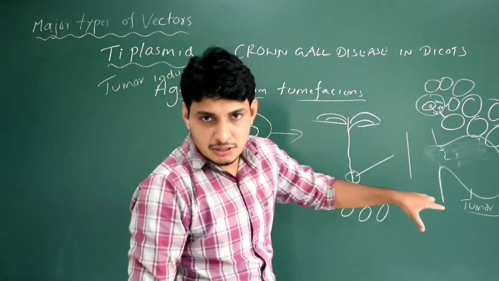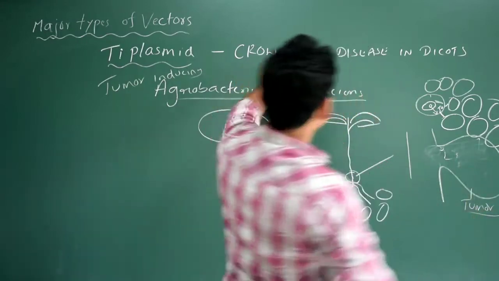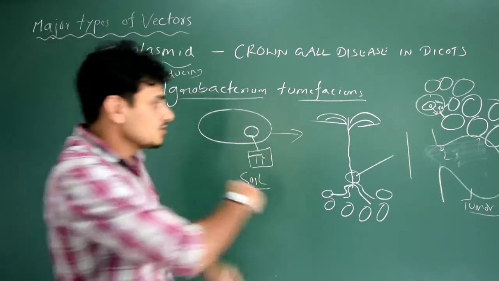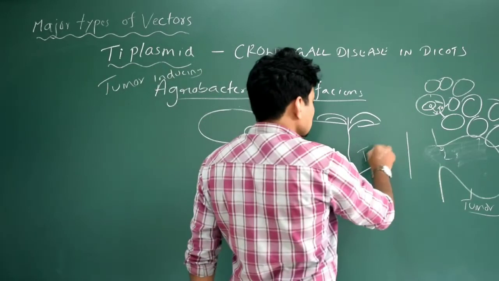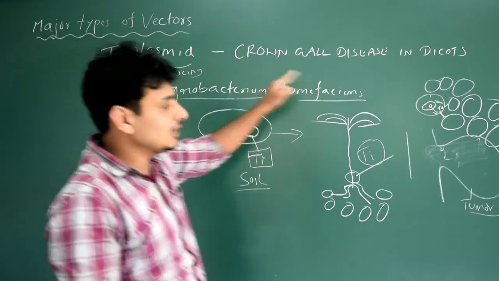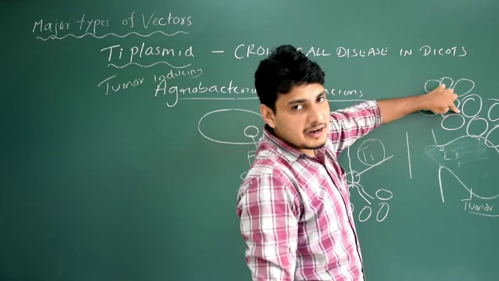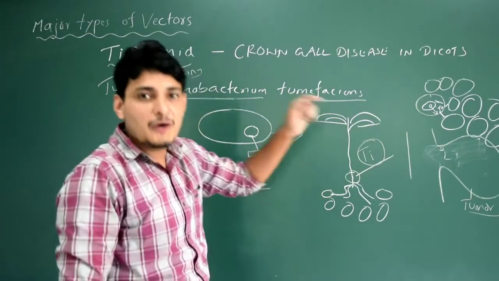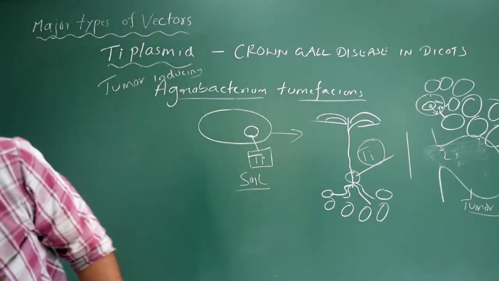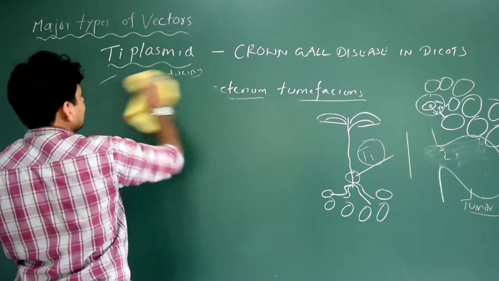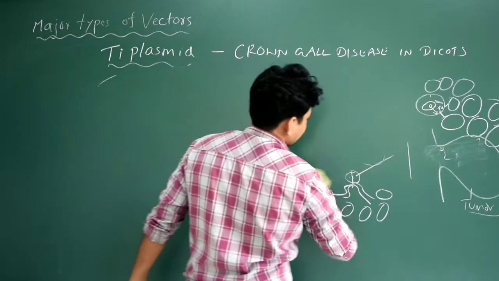So this is natural, and this disease is called crown gall disease in dicot plants. Got it? Crown gall disease. Scientists know that because of the presence of the Ti plasmid in this particular Agrobacterium tumefaciens, it induces uncontrolled mitotic cell division in the callus cells. Now, using the same technology, we can introduce this Ti plasmid into the callus cells. We will see how it is.